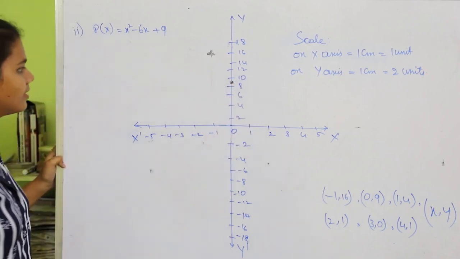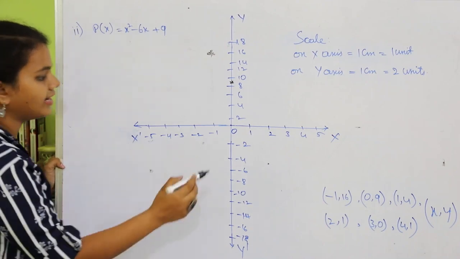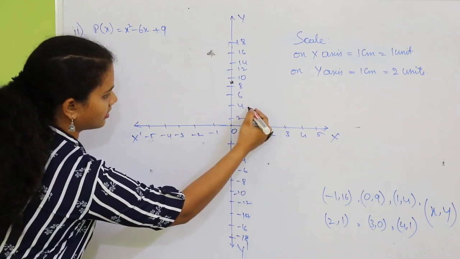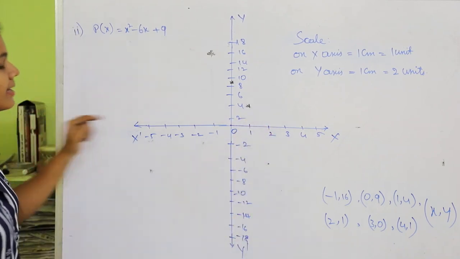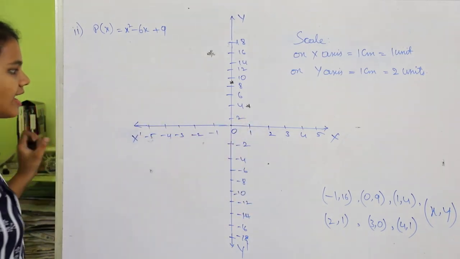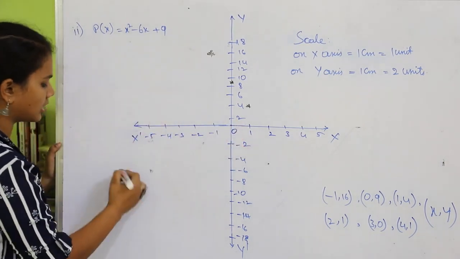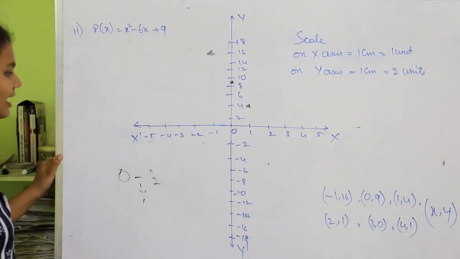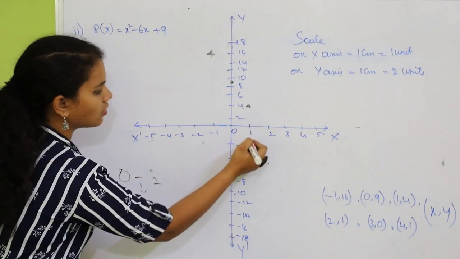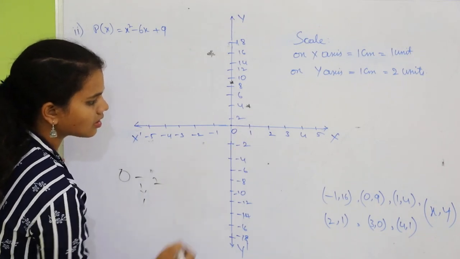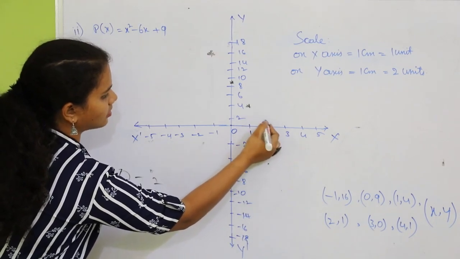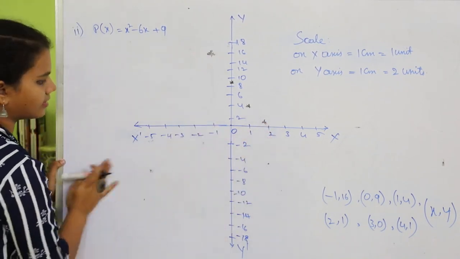Clear? Now next, what is 1 comma 4? 1 is on the x axis and 4 is on the y axis, so the point meets somewhere over here. Next, what is 2 comma 1? 2 on the x axis and 1 on the y axis. On the y axis, 1 lies between 0 and 2, so somewhere here. So the point forms somewhere over there.